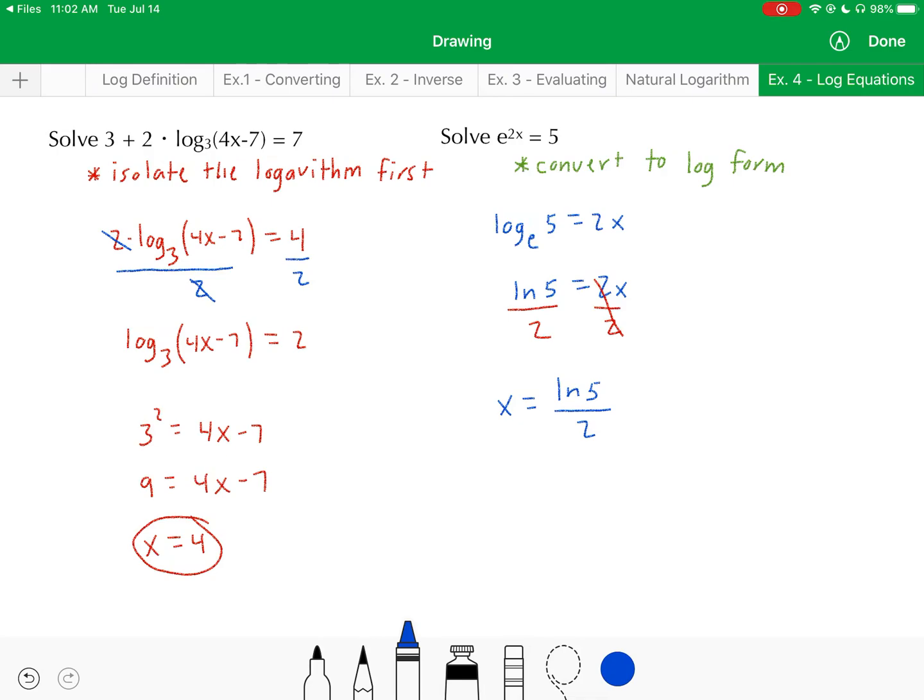That doesn't really mean a whole lot to me. I don't know what that value is really close to. The nice thing about natural logarithms is they are programmed on your calculator as well. You have a button that has ln on it. So if you hit that, type in a 5, close your parentheses, then divide by 2, you should come up with an approximation of 0.805. So right there is a more concrete idea of what the solution to this equation represents.